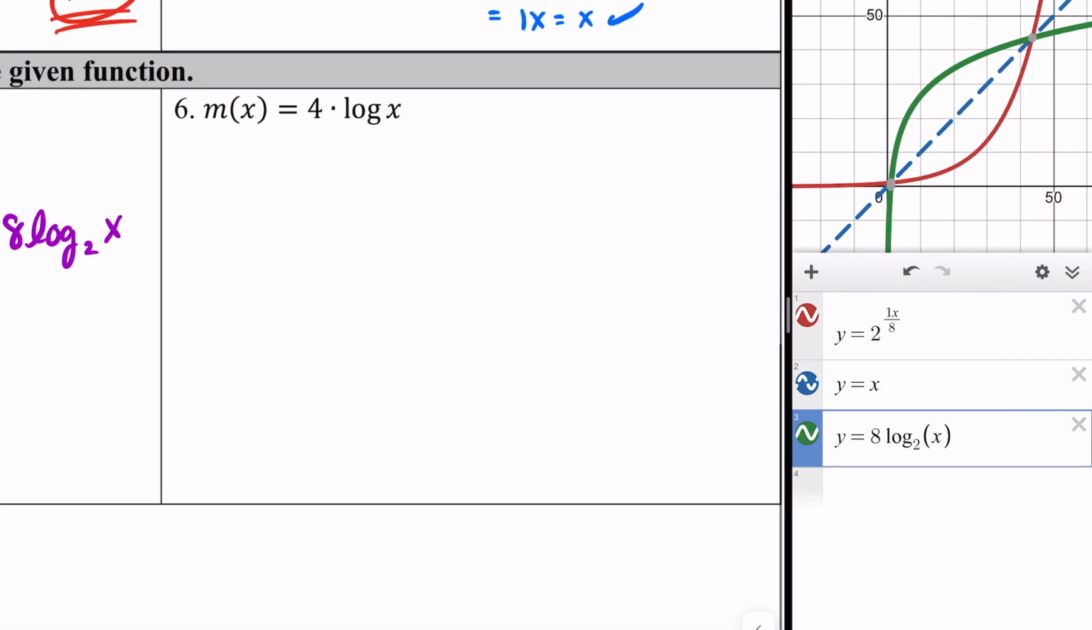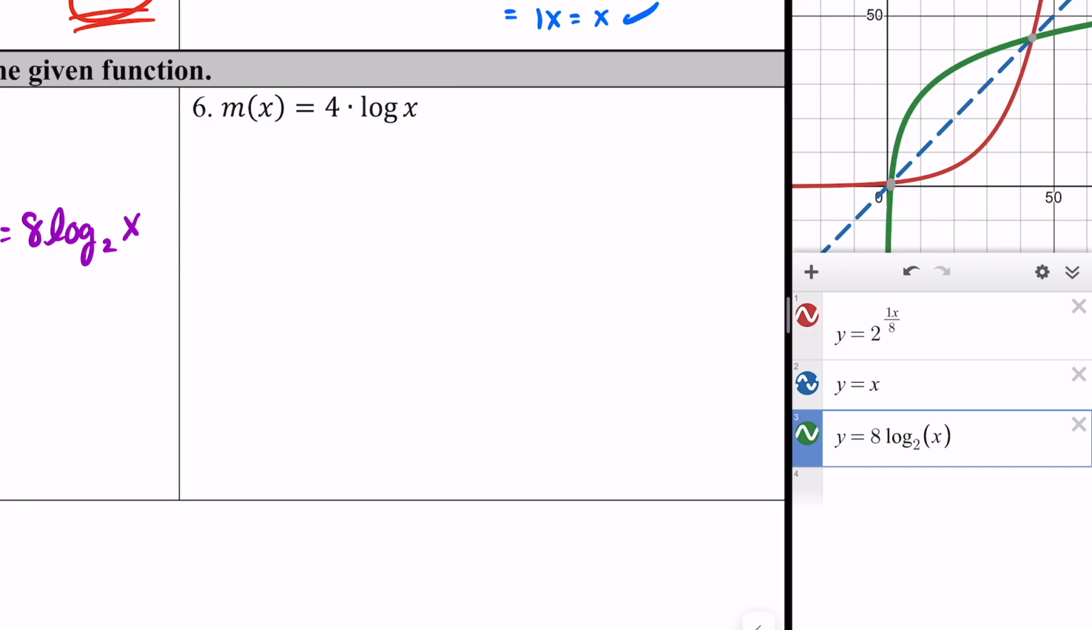And then finally number 6 here. Again, I'm going to do my switch and change here real quick. So I'll change this to y, but then I switch it to x because I'm going to exchange my x's and y's, just like that. Now to get my y alone, I first have to get rid of this 4 here. So I divide by 4, giving me x over 4.